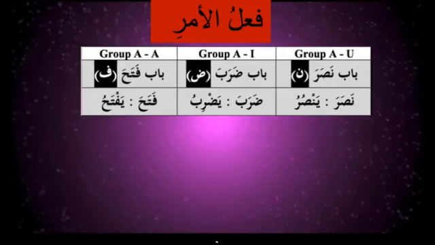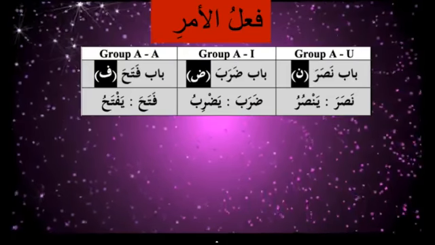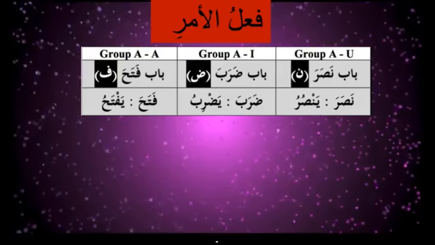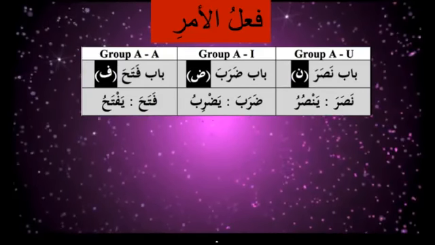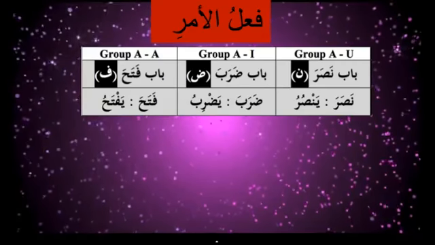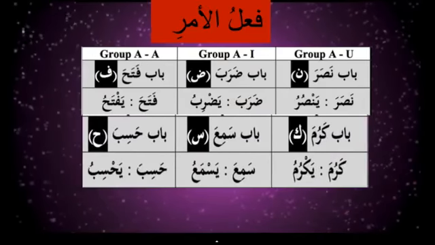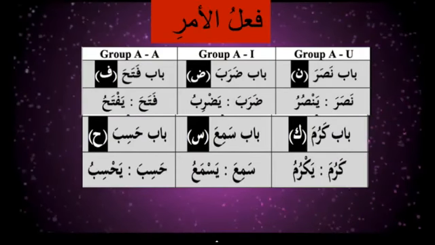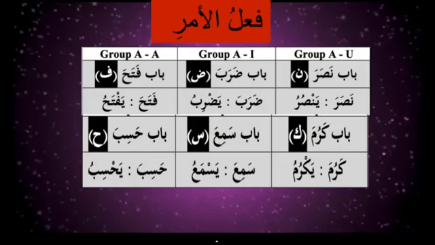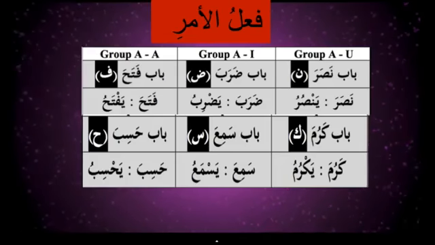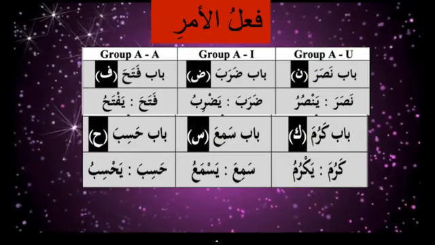To understand completely how the fi'l amr is constructed, it is best to do a quick recap of the different babs. The reason we need to know is this: if you see bab nasara, yansuru; daraba, yadribu; fataha, yaftahu, the action is taking place on the ayn kalima. This is important in constructing a fi'l amr of a three-letter verb. What is the other group we learned? Bab karuma: karuma, yakrumu; sami'a, yasma'u; hasiba, yahsibu. We need to keep in mind these babs, and it will be very helpful in making amr, and it's very easy inshallah.